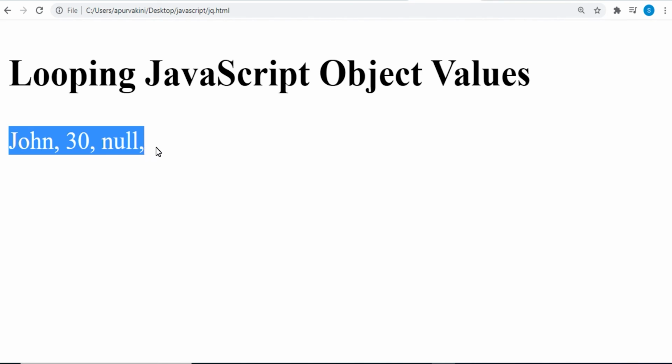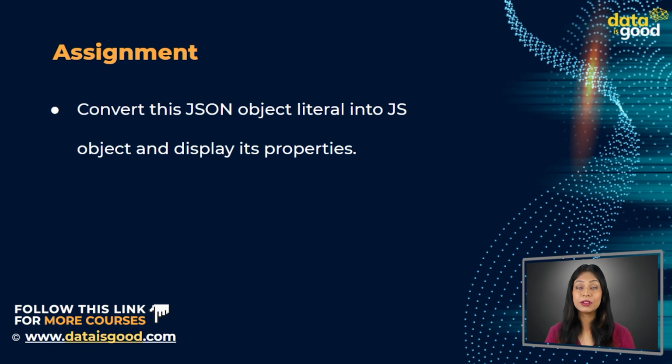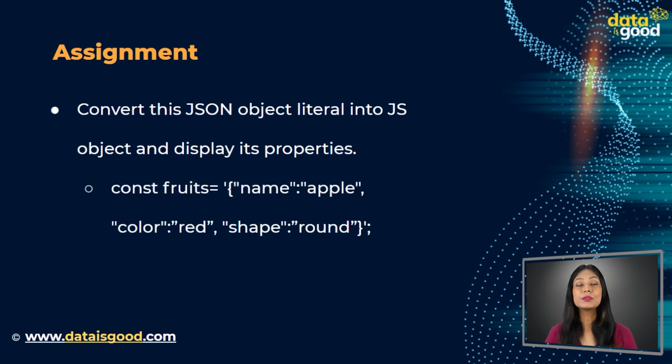I hope you enjoyed this lecture. And here is an assignment for you all. Convert this JSON object literal into a JS object and display its properties. const fruits = {name: apple, color: red, shape: round}.